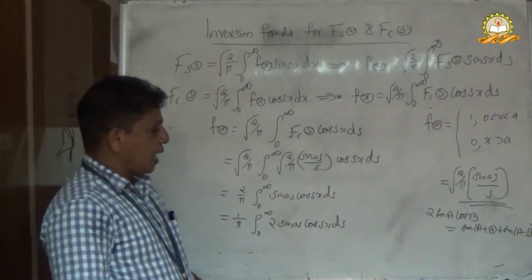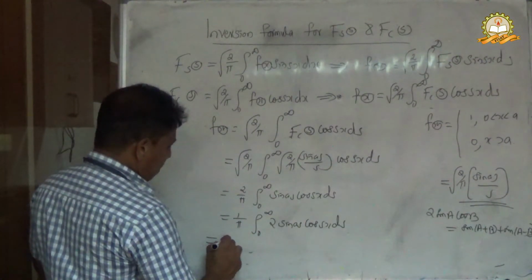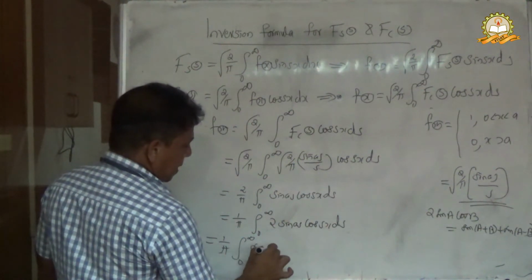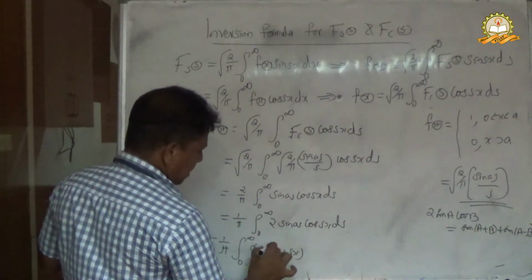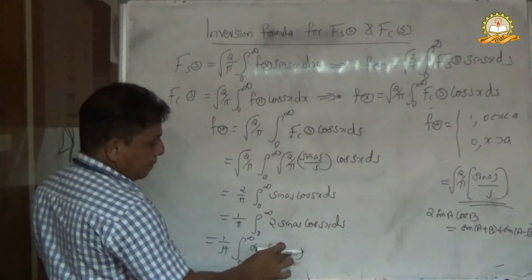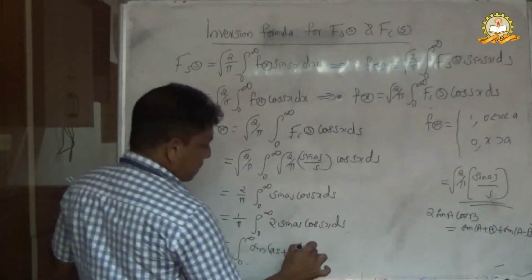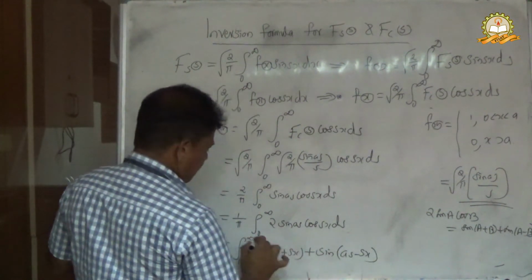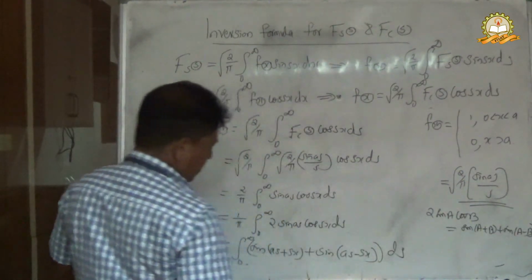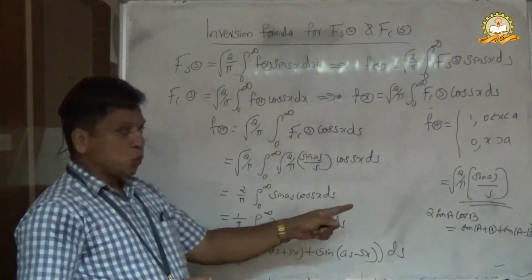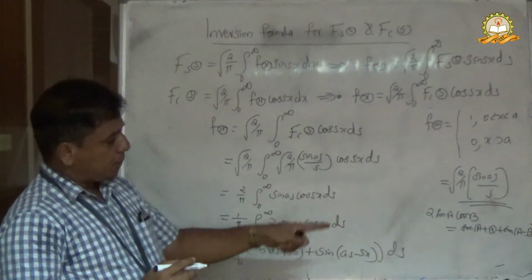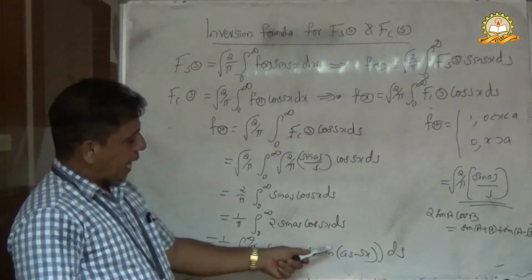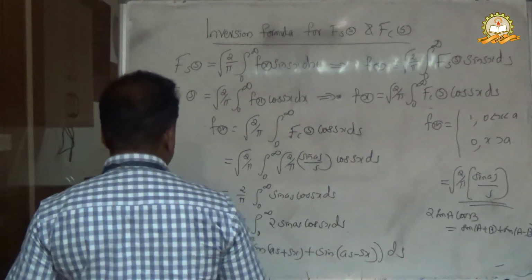Substituting A and B here, we get 1 by pi integral 0 to infinity sin(As plus Sx) plus sin(As minus Sx) ds. There we apply the trigonometrical identity 2 sin A cos B equal to sin A plus B plus sin A minus B. Then we can simplify this one.